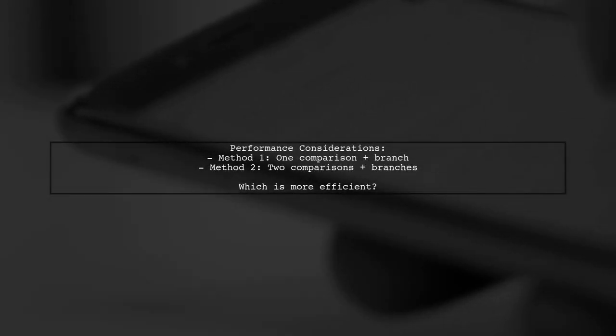The first method involves a zero extend and a sign extend operation, followed by a single comparison. The second method avoids sign extension, but requires two comparisons. Traditional wisdom suggests that branches are more costly than sign extensions.